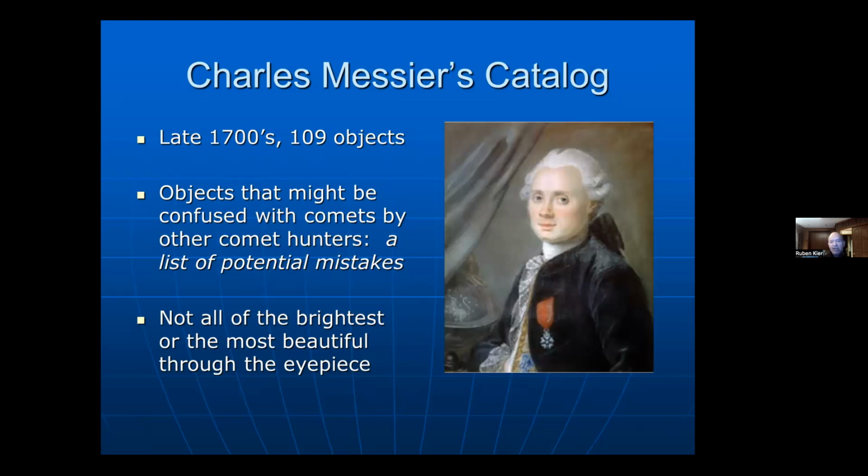But he kept the list of things that really were known to a lot of comet hunters back then, but he cataloged them, and these were a list of potential mistakes. So these were just a bunch of faint fuzzies, not necessarily the brightest or the most beautiful through the eyepiece, but ones that he felt could be confused with comets.